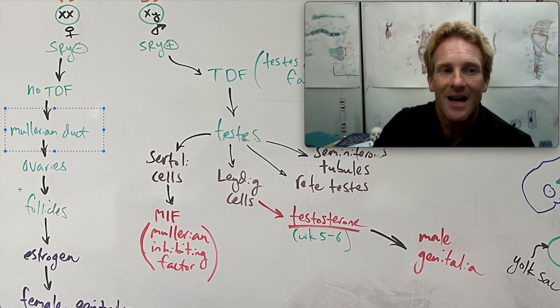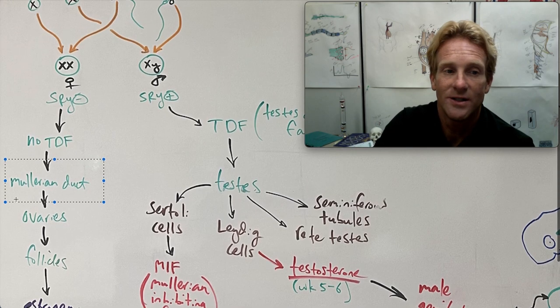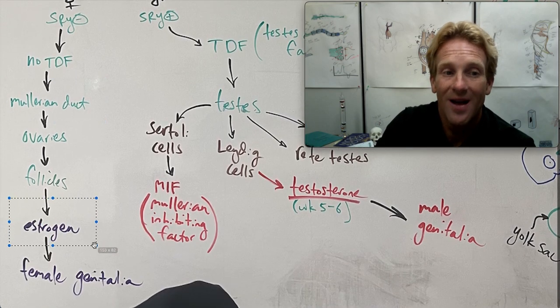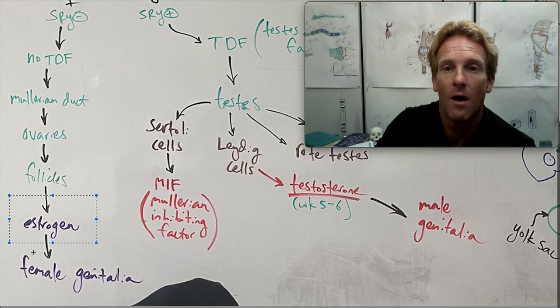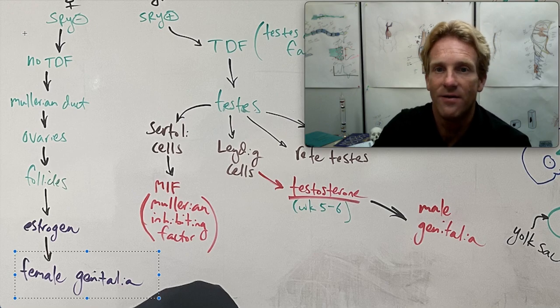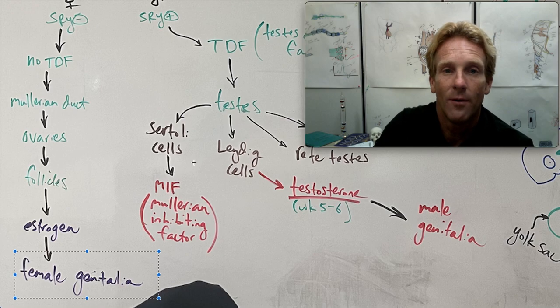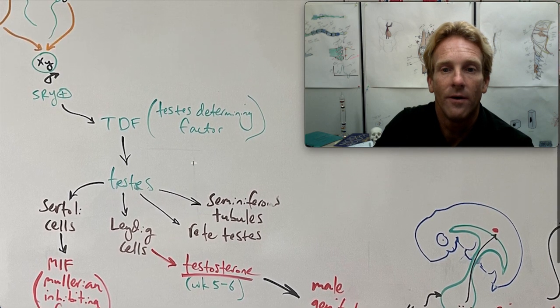The ovaries contain the ovarian follicles, which will help nourish the immature eggs or the oocytes, which are inside each follicle. As the follicles develop, they will produce estrogen, and the development of this estrogen will then drive the development of the female genitalia. So it's really the absence of TDF which allows the female reproductive anatomy to form. All right, so that's good.